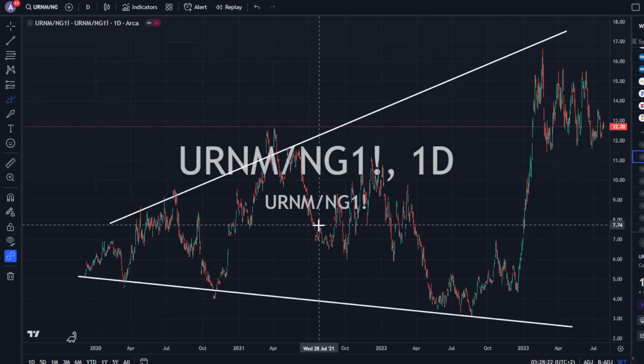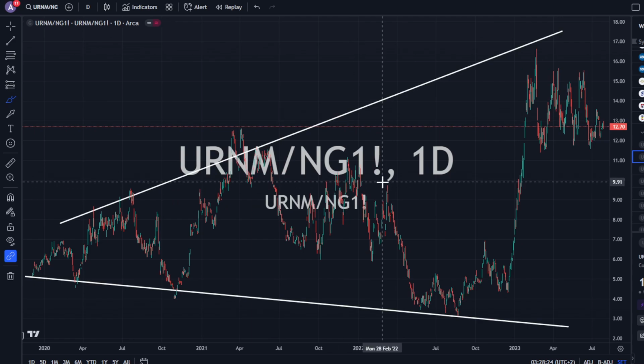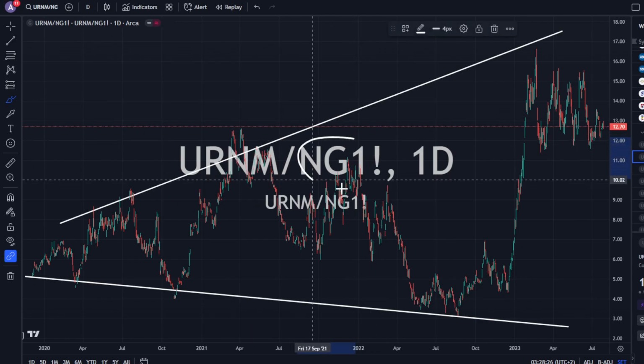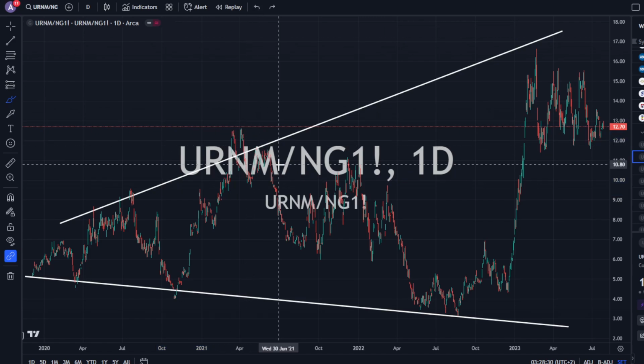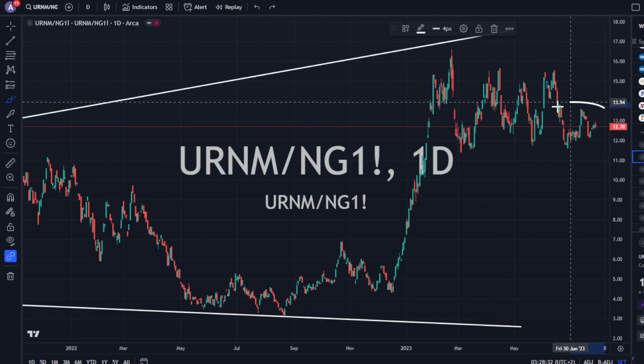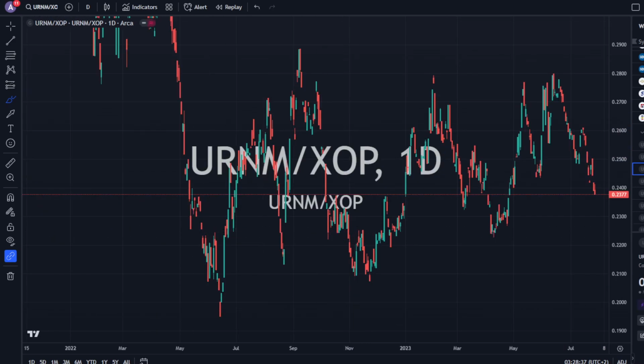This is URNM versus natural gas. What this is telling us is that natural gas, I know this is a futures price versus an ETF. I don't really have a good uranium ticker symbol, but this is just saying nat gas is cheap. That's all it's saying. URNM versus XOP.